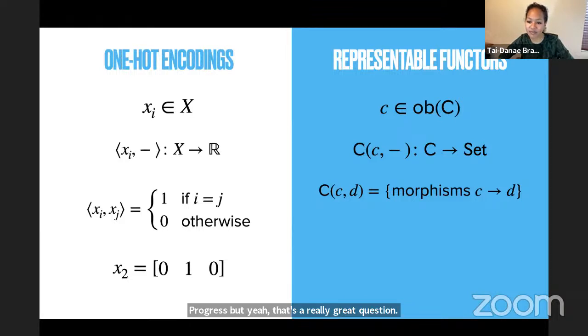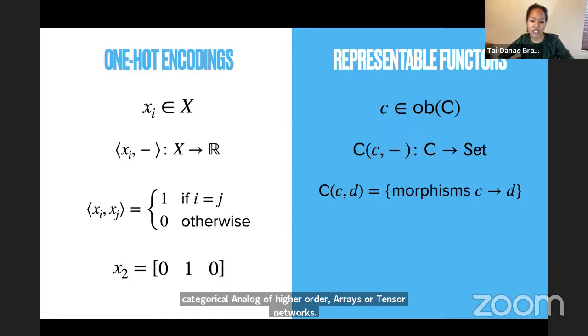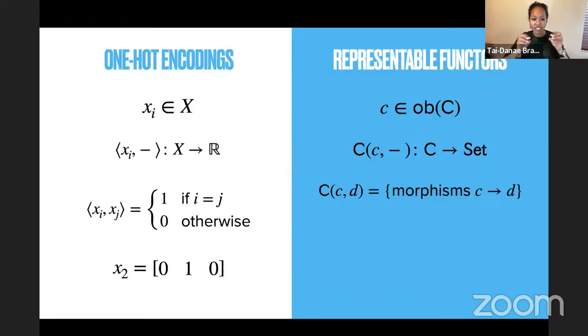Thank you. So we have a question from Tali. The question is: if there is an analogy between matrix algebra and profunctors, what would be the categorical analog of higher order arrays or tensor networks? Yeah, that's a fantastic question. So just like a higher order array. A matrix is a function. Oh, let me just pull it up.